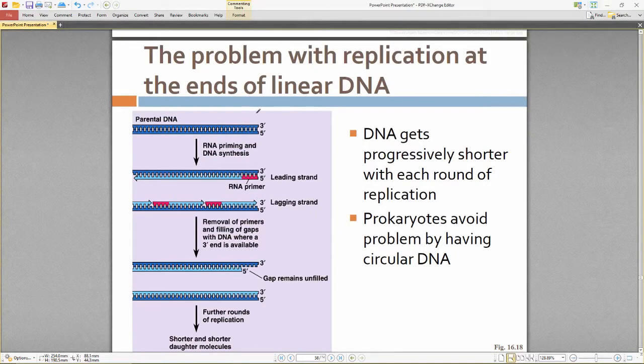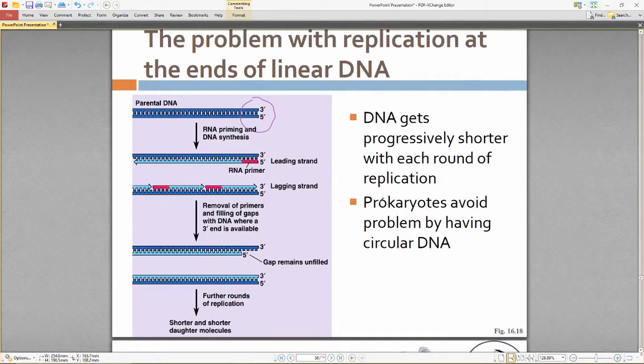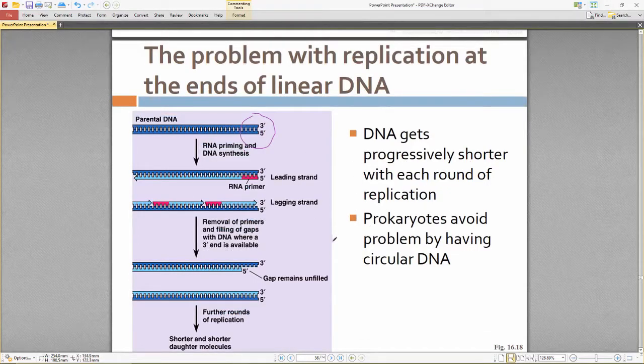Let's look at one end of linear DNA. This doesn't apply to plasmids, which are circular. This applies only to linear DNA. DNA gets progressively shorter with each round of replication because there's always going to be a 5 prime end here that can't be copied.